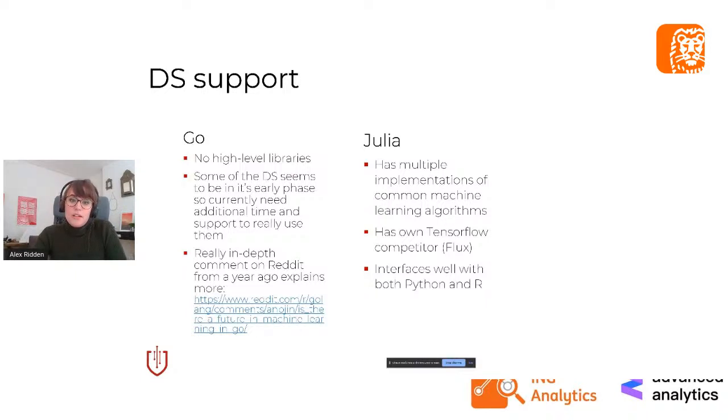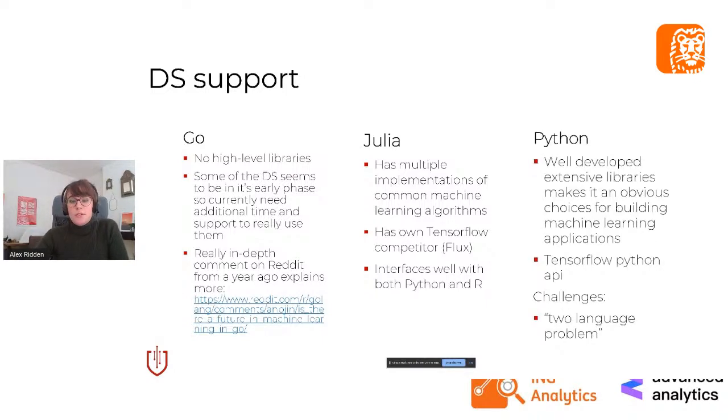I mentioned before that Julia is known for interfacing well with Python and R. So if you are missing something, you can typically just add a function that you might love from a language that you know better. And Julia has been developing its own TensorFlow. It's not something I've tried, but I know that there are some good evaluations of Flux online.